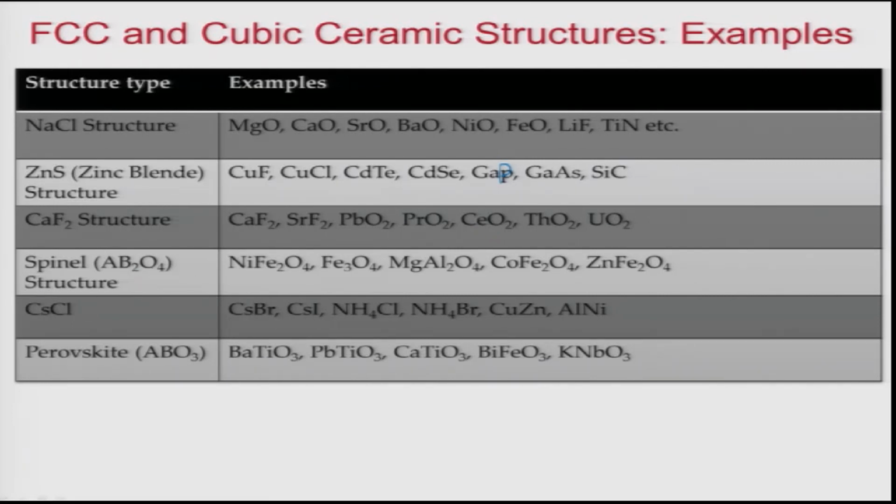Spinel structure is followed by NiFe2O4, Fe3O4, MgAl2O4, depending upon whether it is inverse or normal. Cesium chloride structure is followed by a lot of bromides, halides, chlorides. In fact, Cu-Zn, Al-Ni intermetallics also follow the structure. Perovskite structure is followed by most of the ferroelectrics, dielectrics: barium titanate, lead titanate, calcium titanate, bismuth ferrite, lead niobate.